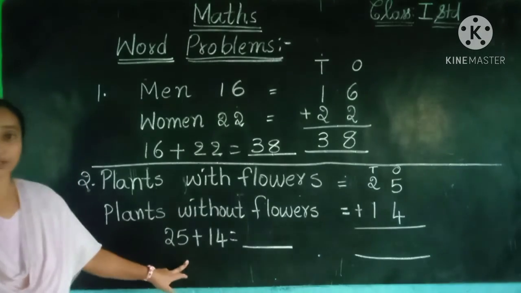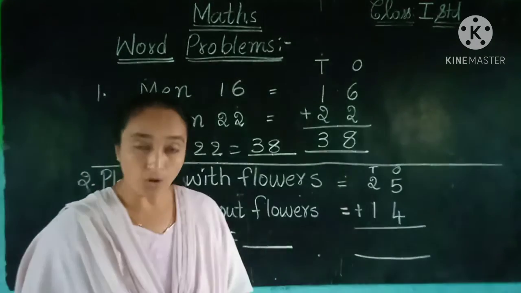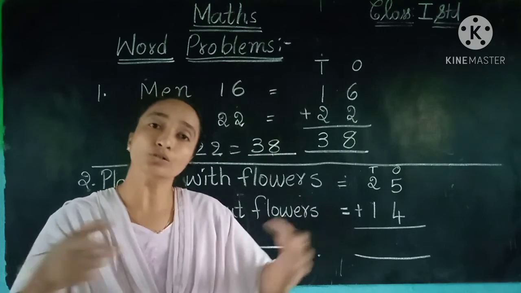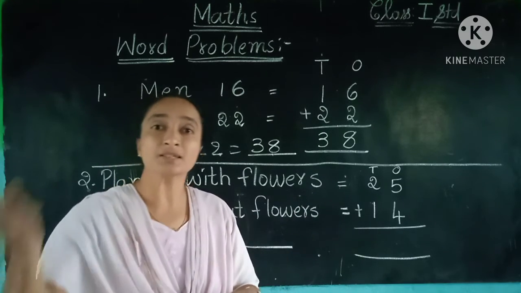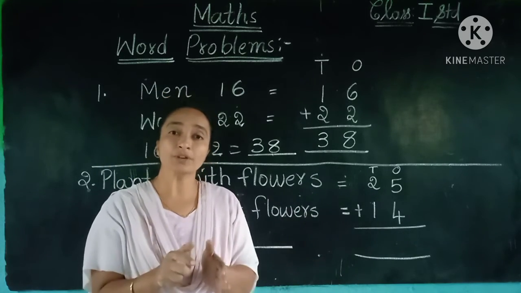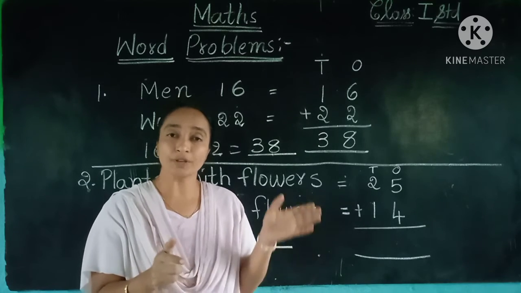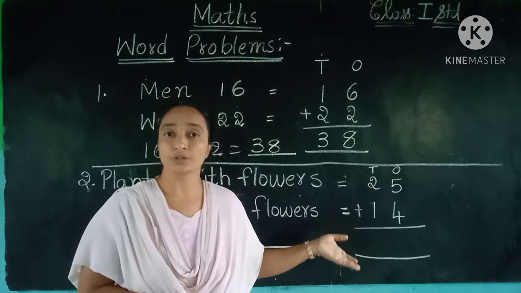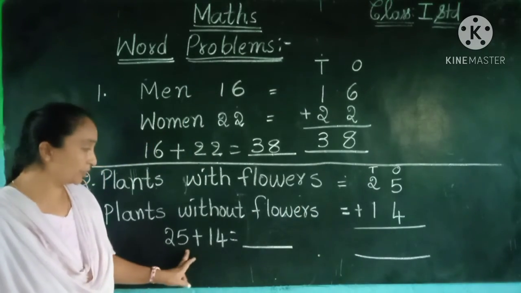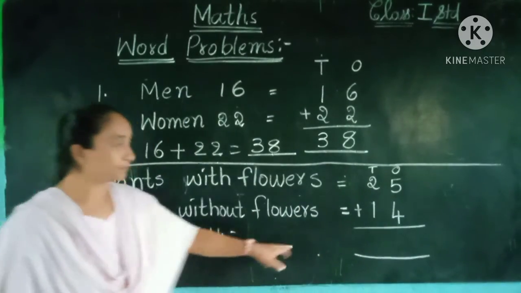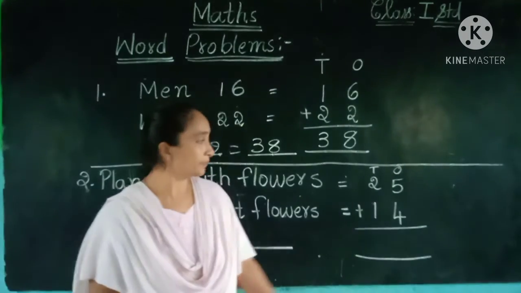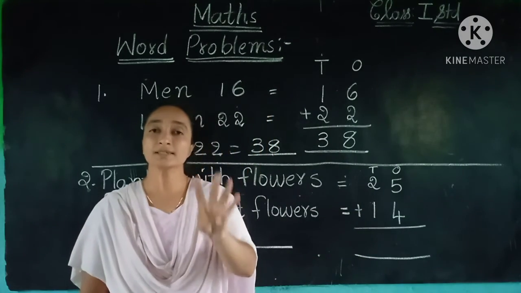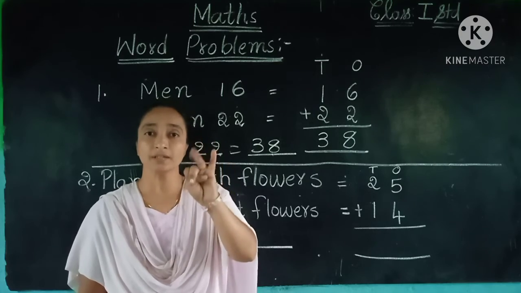So let us do the calculation. Now they asked the question, how many plants are there in all? Totally how many plants are there? That means all together we have to say, with flowers plants and without flowers plants. So together we have to find out, so we have to do the addition. 25 plus 14, if you do the calculation, here we will get the answer. So like this you should write, children. Now the ones place, 5 plus 4. Take 4 fingers, 5, after that 6, 7, 8, 9.